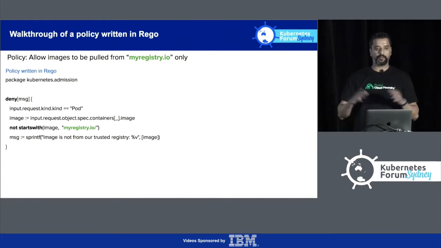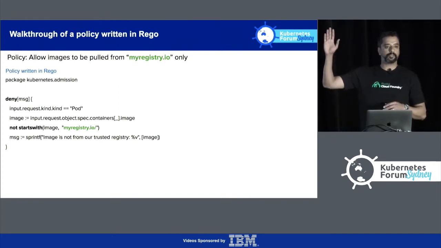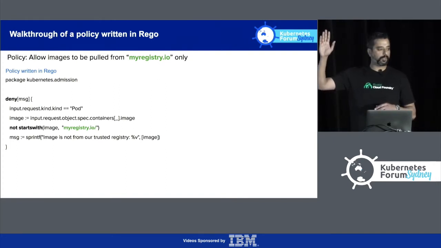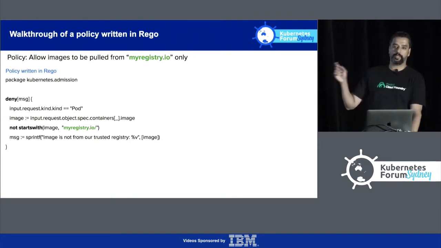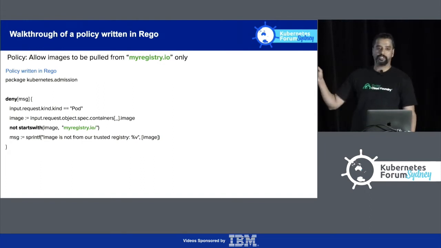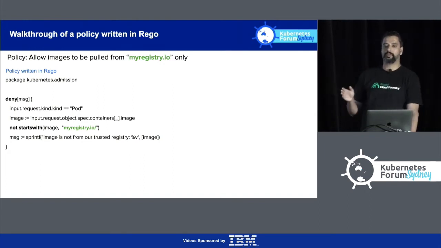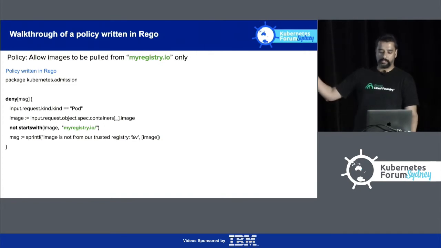How many of you have deployed a pod on Kubernetes before? In the interest of those who have not, a pod is a very basic unit of deployment, and it can have one or more containers. These containers have to reference an image from an image registry. So what this policy is doing is restricting all image pulls to myregistry.io.